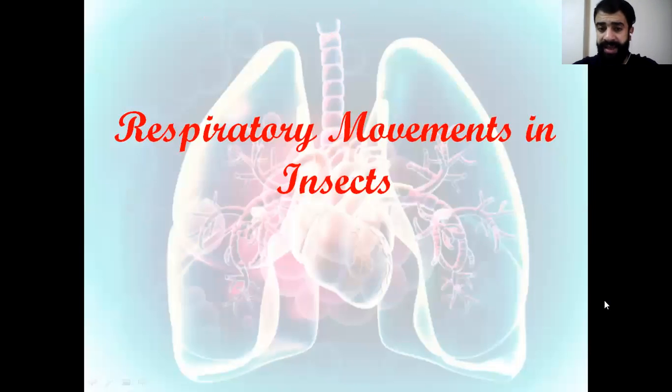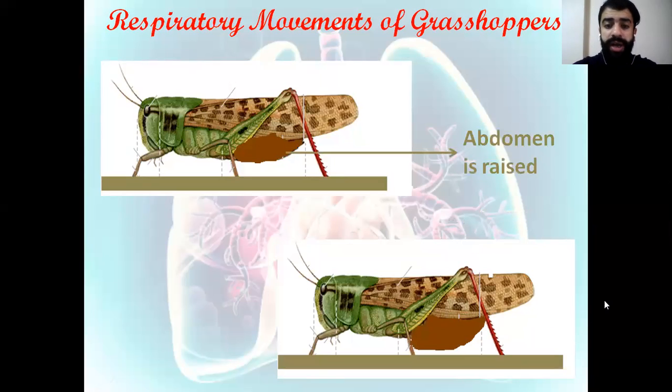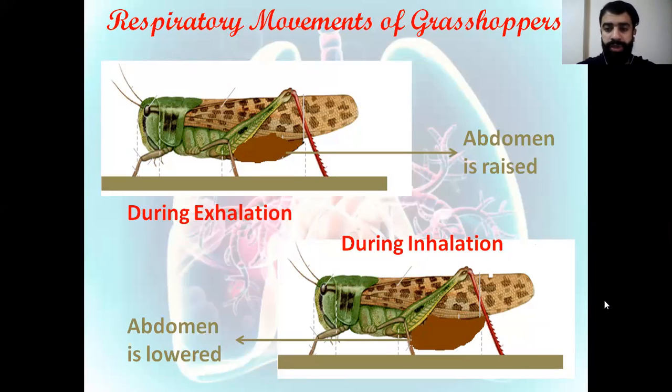Respiratory movement in insects. The first and most important example is the grasshopper. Here, the abdomen is raised. In the second figure, the abdomen is lowered. So during inhalation, the abdomen is lowered, while during exhalation, it's raised.